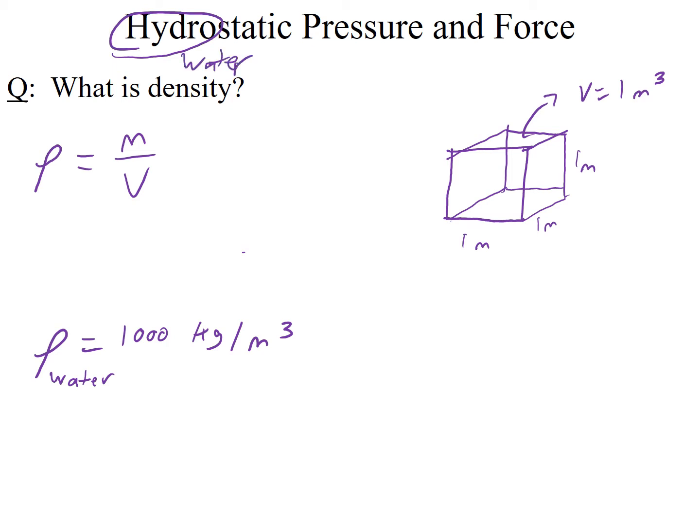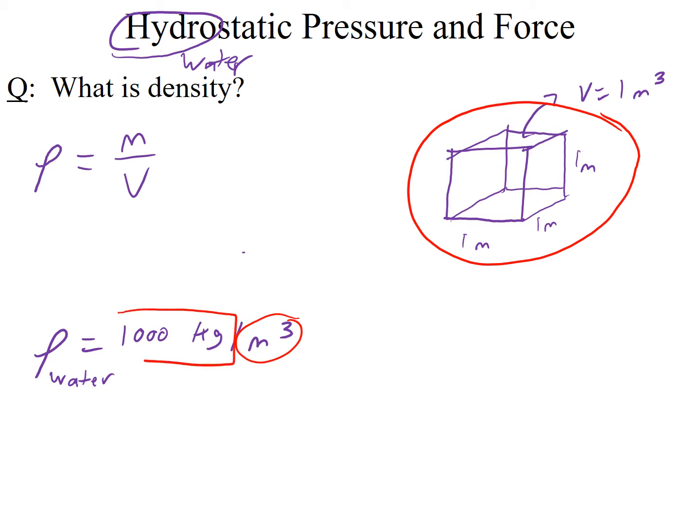Technically, a lot of the stuff we're going to talk about in this section could apply to other fluids, other liquids besides water, but we're only going to worry about water. Okay, so the density of water is 1,000 kilograms per cubic meter. That means if you have 1 cubic meter filled with water, its mass is going to be 1,000 kilograms. Every cubic meter is 1,000 kilograms.